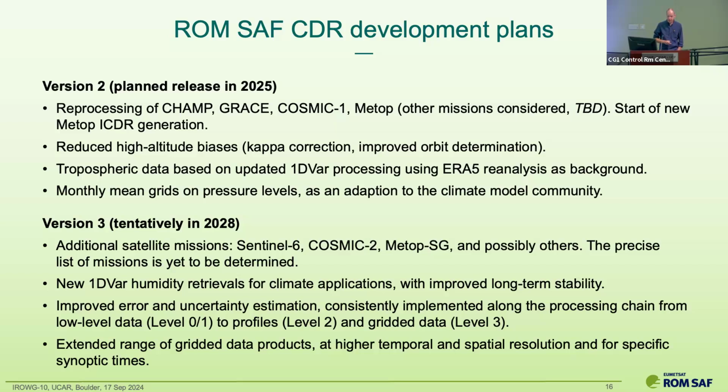Then version 3, we have said that it will probably start in 2027, perhaps be released in 2027 or 2028. For sure there will be more satellite missions included there, Sentinel-6, COSMIC-2, for example, METOP-SG, that is available, possibly others also. Up to that time, we will also try to work with new 1D-Var humidity retrievals for climate applications, to really have a focus on long-term stability and homogeneity.